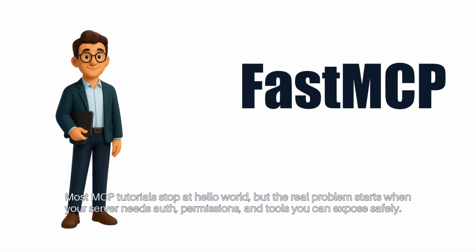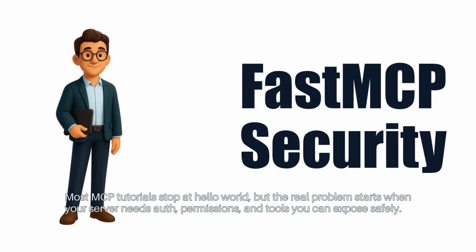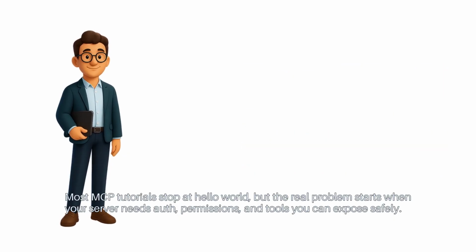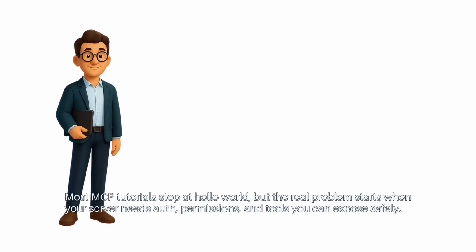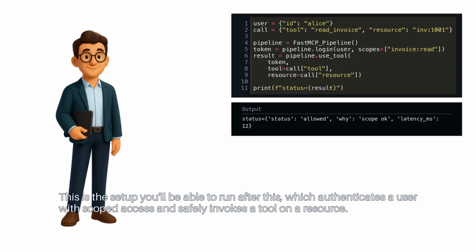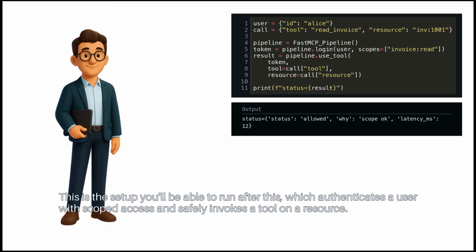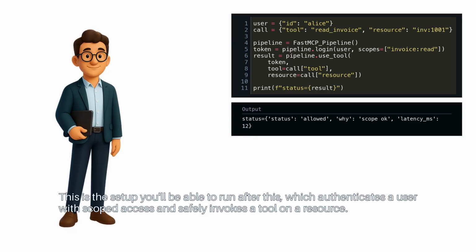Most MCP tutorials stop at Hello World, but the real problem starts when your server needs auth, permissions, and tools you can expose safely. This is the setup you'll be able to run after this, which authenticates a user with scoped access and safely invokes a tool on a resource.